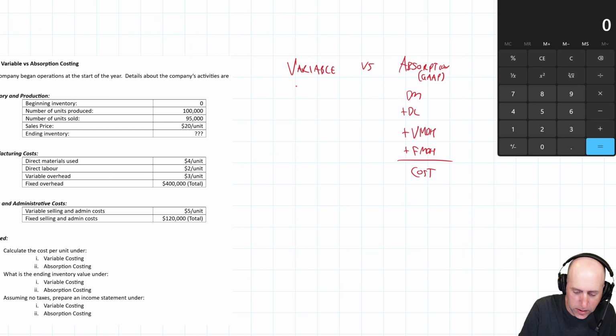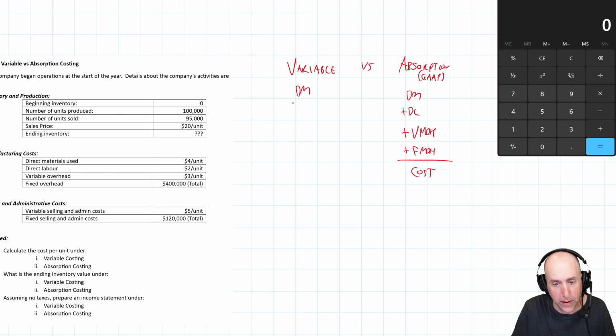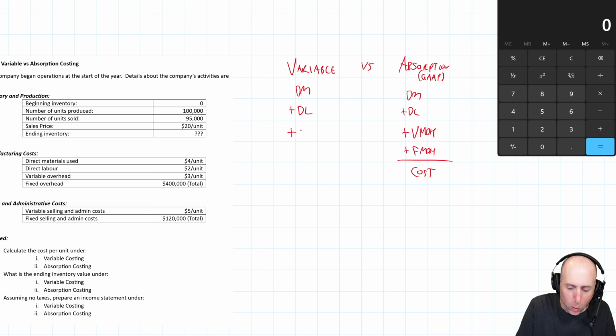Under variable costing, we include material because it's a variable cost. We include direct labor, which is variable. We include variable overhead, of course, but we exclude fixed overhead. So that's the variable cost of a product.